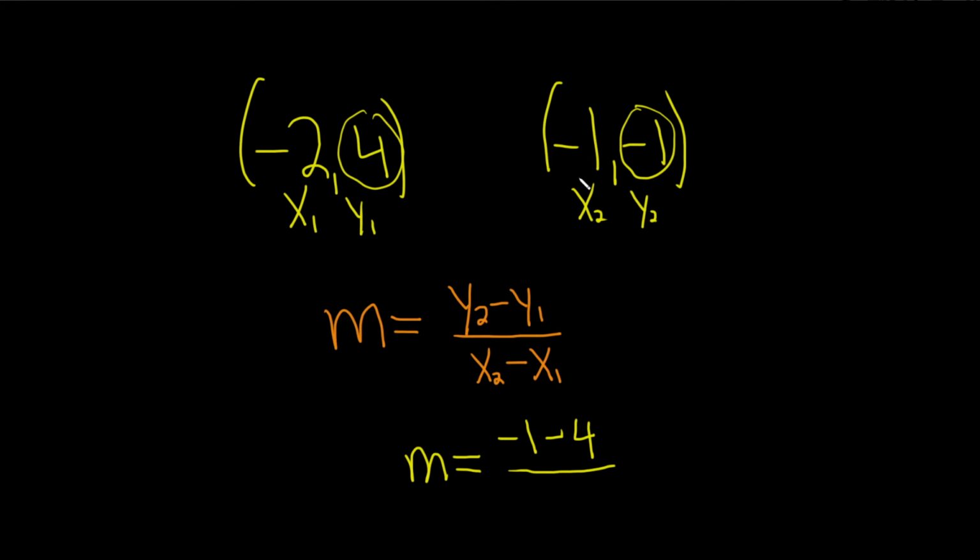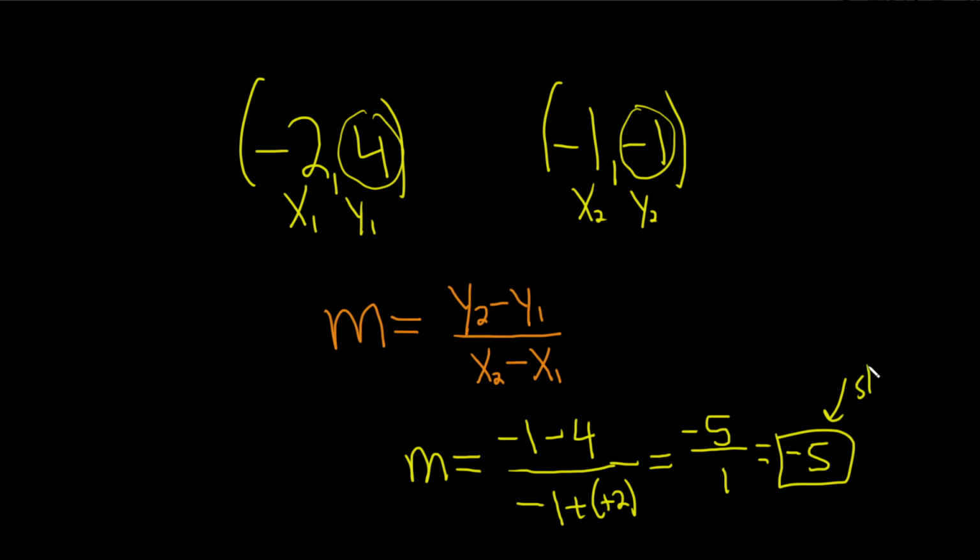So that's -1 minus, it's a little tricky, another negative, so -2. So it's -1 minus -2. Okay, so -1 minus 4 is -5 over, and then this becomes a +2, right? It's a double negative, so you just get a 1 on the bottom. -1 plus 2 is 1. So you get -5. So we have a negative slope.